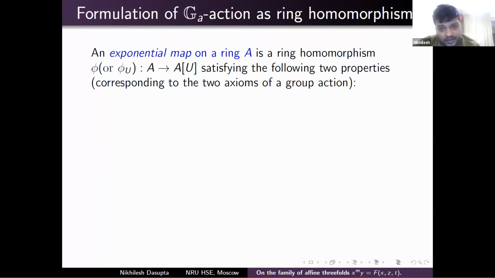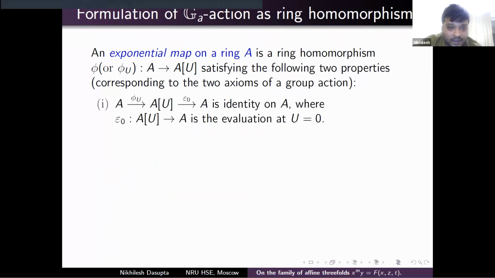So an exponential map on a ring A is a ring homomorphism from A to A[U], where U is an indeterminate over A, which satisfies the following two properties. One can translate those properties to be related to the axioms of the group action. Though I say it is a ring homomorphism phi, I will often use this symbol phi_U to stress which indeterminate I am sending. So if I say A to A[V], then this map phi will be denoted by phi_V or something. And you compose it with the evaluation map at U equals 0, you should have identity.